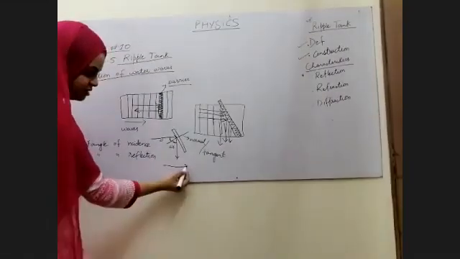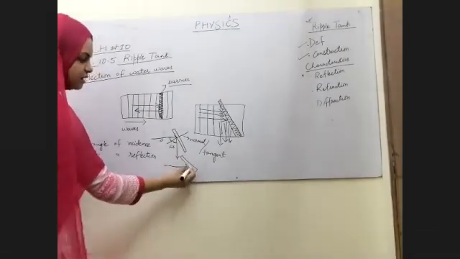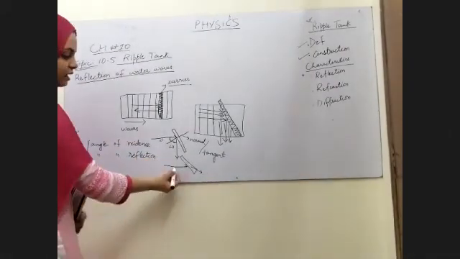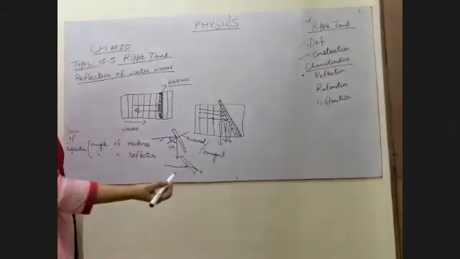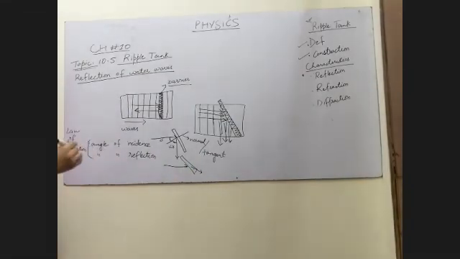This is the first medium wave, and this barrier is the second medium. So when the waves hit the second medium, what will happen? They start traveling in the same medium again.